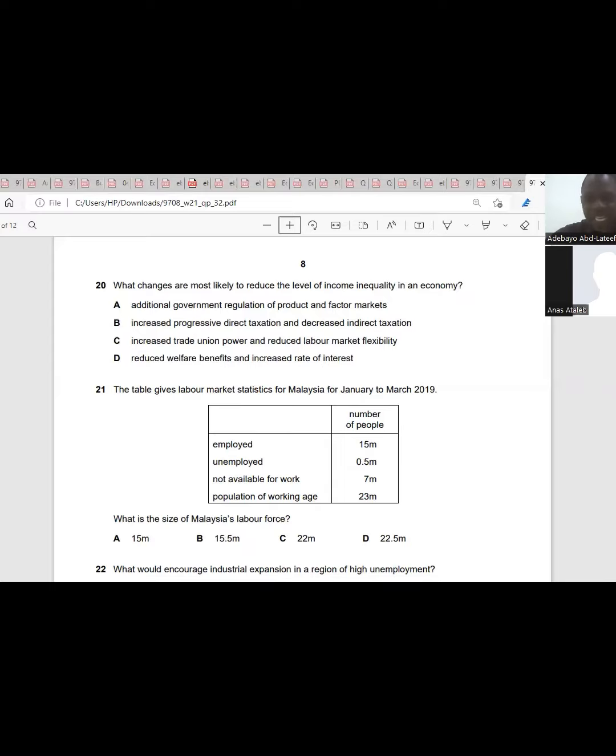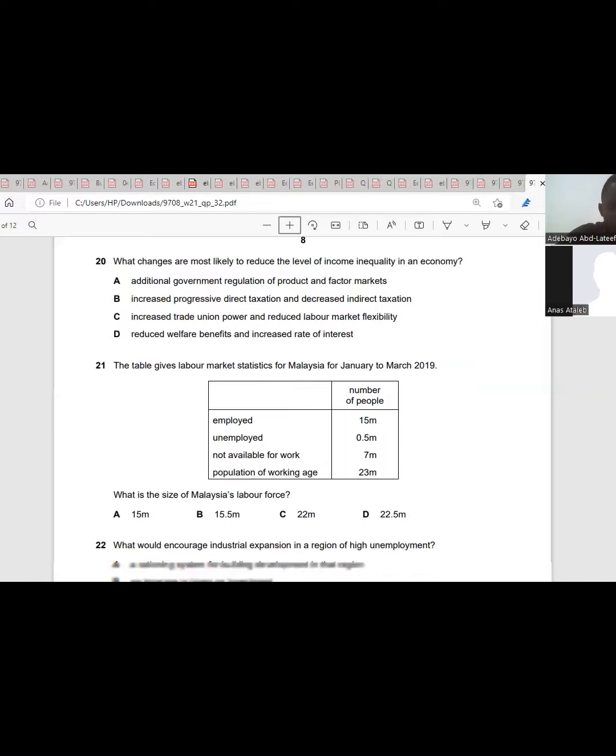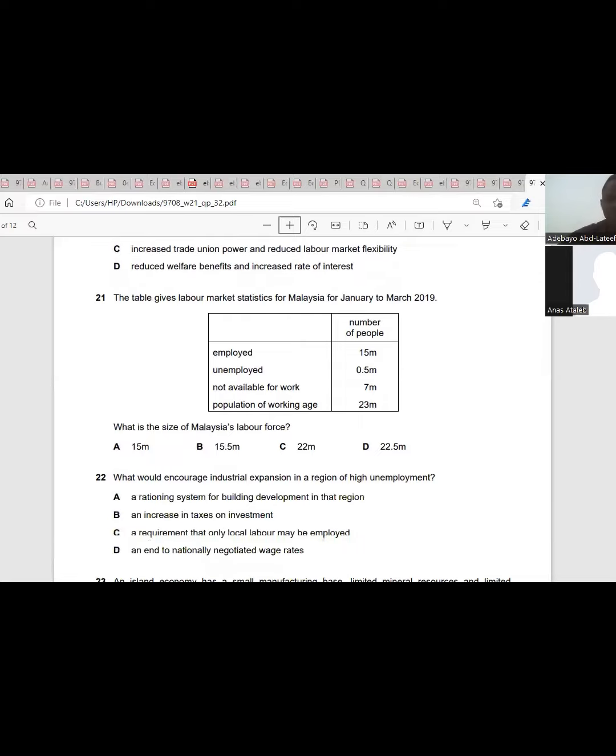it's just like the other one we talked about, the income level. When you give higher taxes to those that have high income and lower taxes to those that have low income, you are trying to reduce the gap between the rich and the poor. Yes, I understand the question. So the answer is B. Yeah, B.